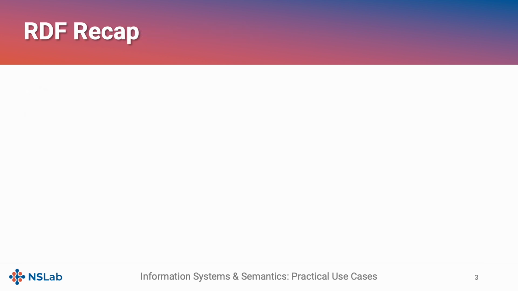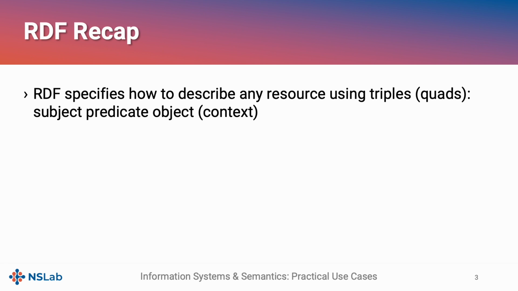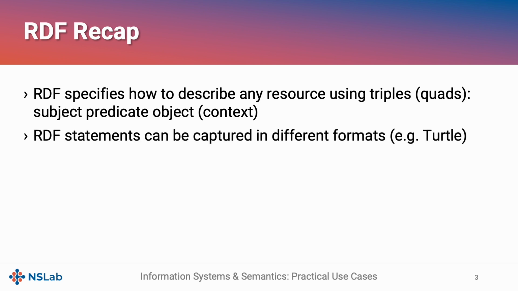So first, to recap, RDF specifies how to describe any resource using triples or quads in the form of subject, predicate, object, and potentially some context. Such RDF statements can be captured, and we've seen that in different formats, including Turtle, but also, for example, XML, JSON-LD, RDFa, and others.